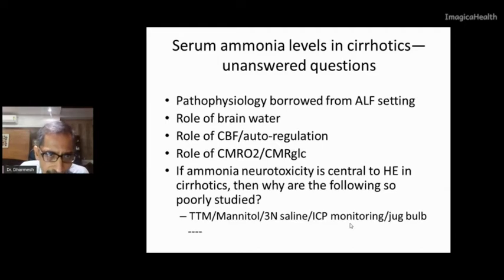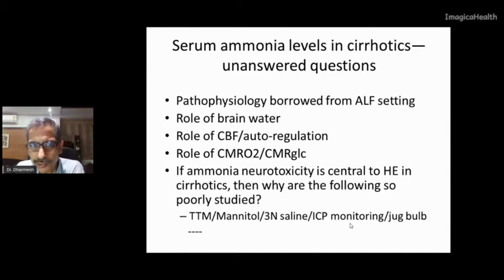We've not looked critically at the role of cerebral blood flow as well as autoregulation. These are the two key drivers of whatever happens to ammonia neurotoxicity in the setting of acute liver failure, but this has really never been studied in chronic liver disease. So why are some patients with hepatic encephalopathy very agitated and why are some patients mute? This is something that probably has got to do with cerebral blood flow.